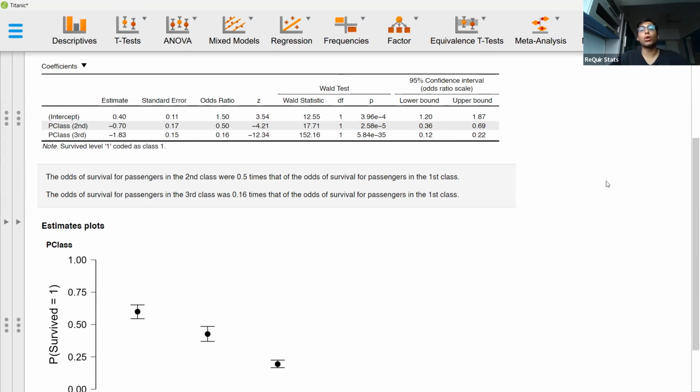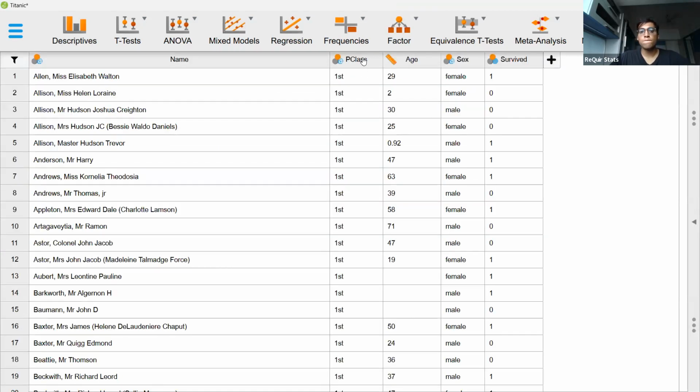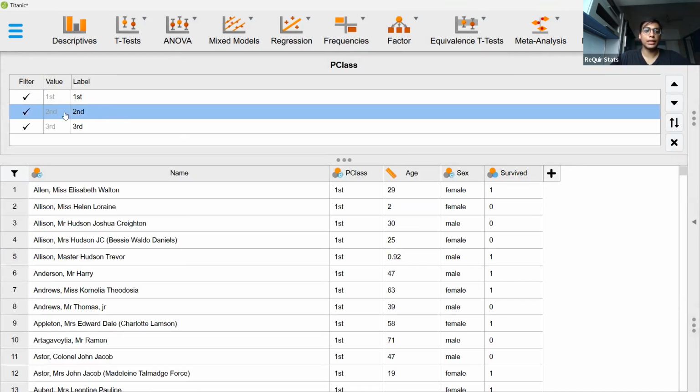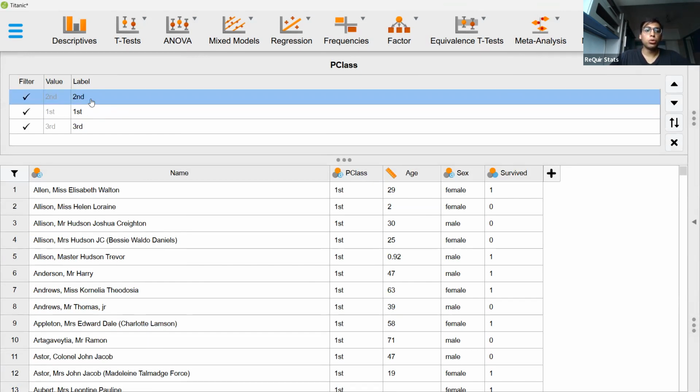Now, the question that Pratik raised: what if we want to compare between third and second class? So how to change the reference levels? We do that by going to the data editor. Click on this P class, and now we'll rearrange this. Select the second thing and move this upwards.